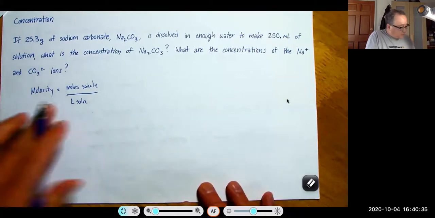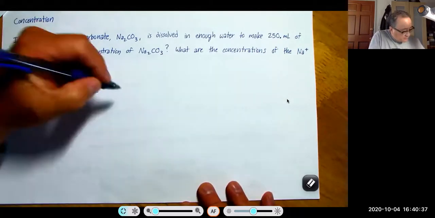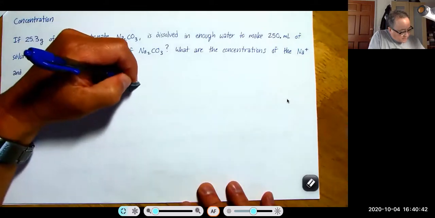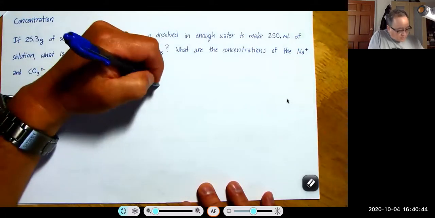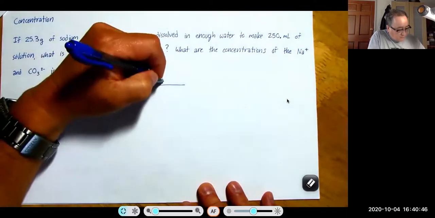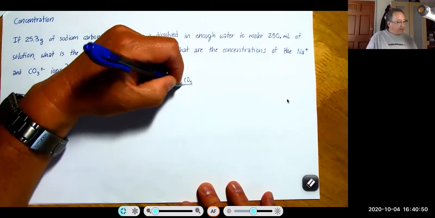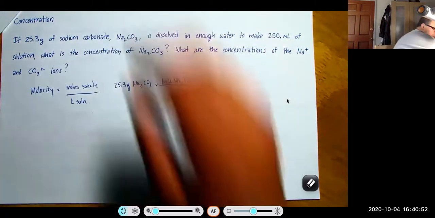So how do we get the moles of solute? We're going to take our 25.3 grams of sodium carbonate and multiply by its molar mass, where you have 1 mole of sodium carbonate. And let's see, where's my calculator?